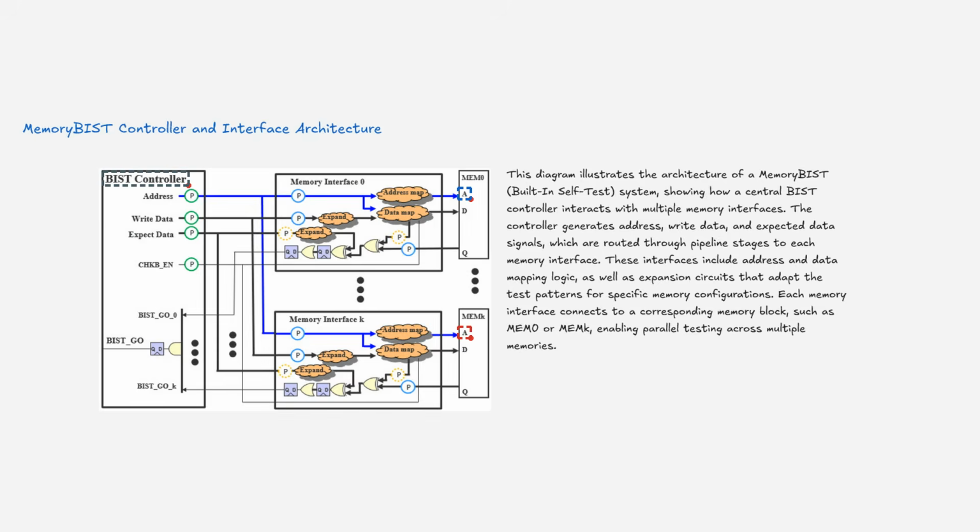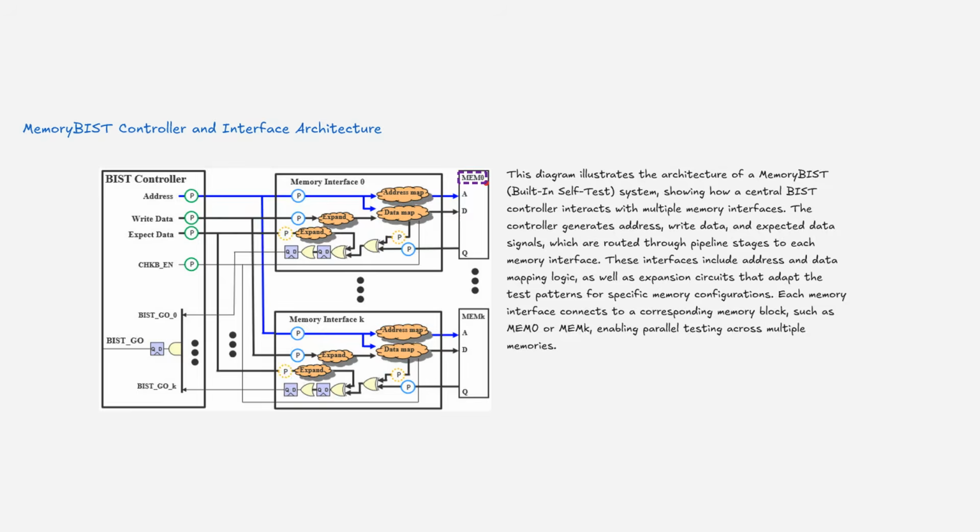This diagram illustrates the architecture of a MemoryBIST system, showing how a central BIST controller interacts with multiple memory interfaces. The controller generates address, write data, and expected data signals, which are routed through pipeline stages to each memory interface. These interfaces include address and data mapping logic, as well as expansion circuits that adapt the test patterns for specific memory configurations. Each memory interface connects to a corresponding memory block, such as Mem0 or Mem-K, enabling parallel testing across multiple memories.